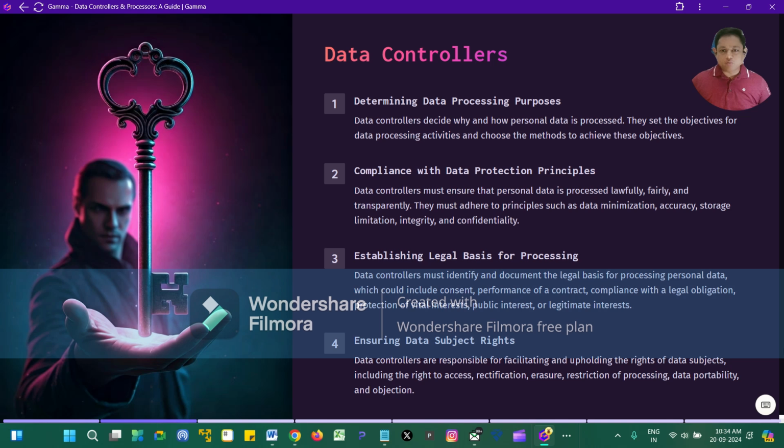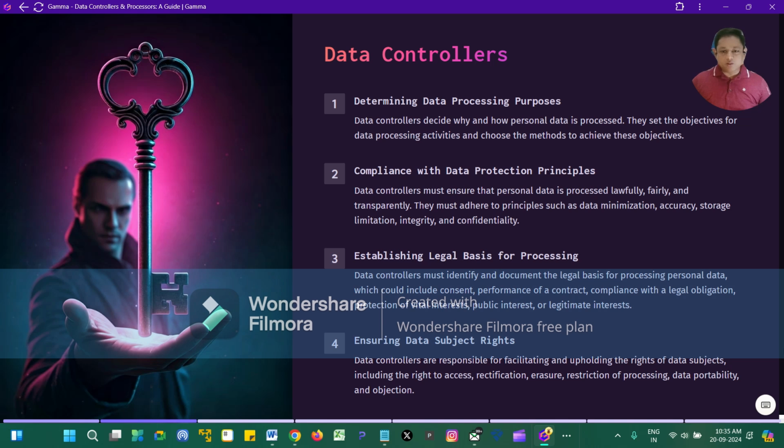Data controllers decide why and how personal data is processed. They set the objectives for data processing activities and choose the methods to achieve these objectives. Second, compliance with data protection principles. Data controllers must ensure that personal data is processed lawfully, fairly, and transparently. They must adhere to principles such as data minimization, accuracy, storage limitation, integrity, and confidentiality.